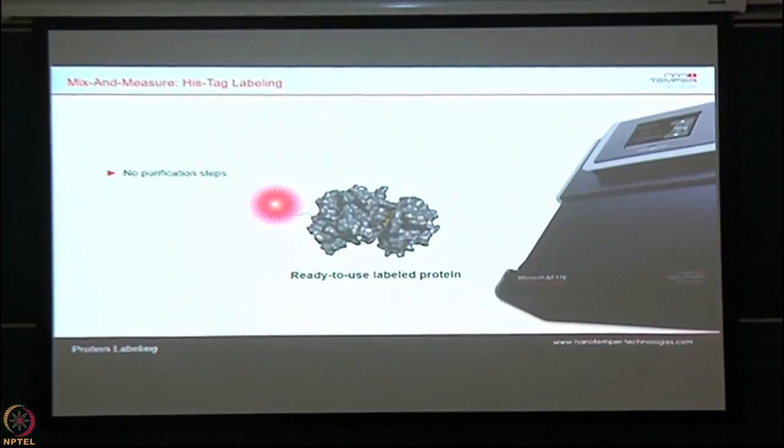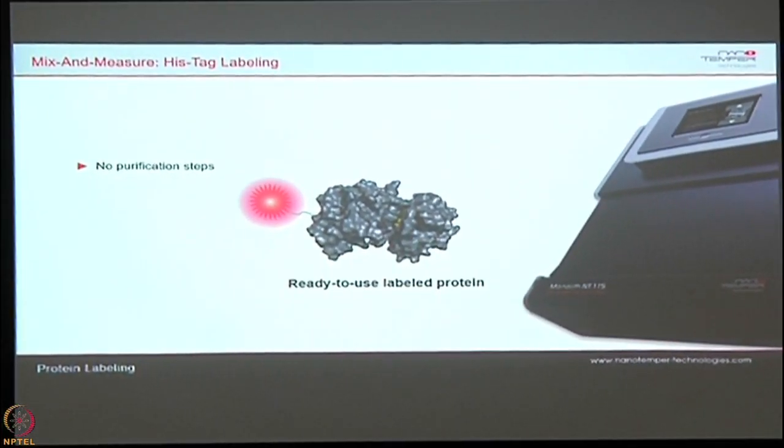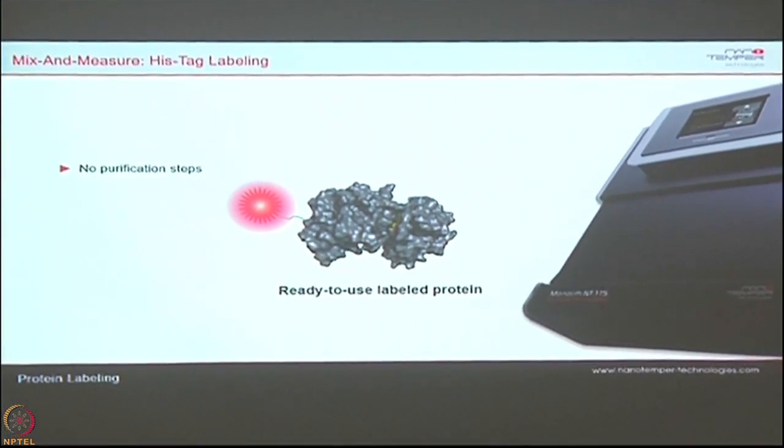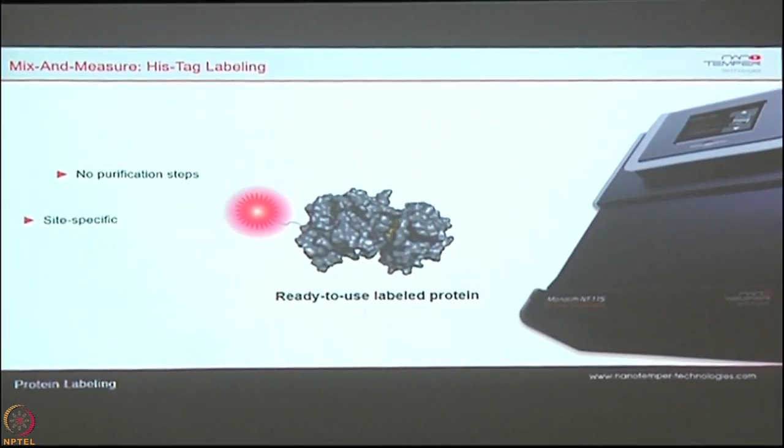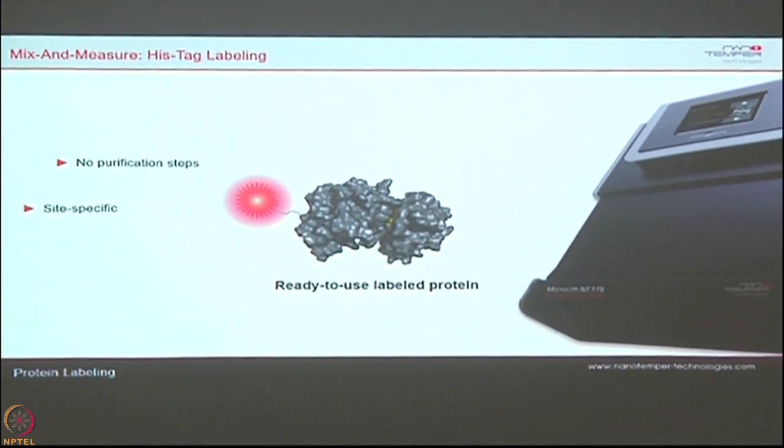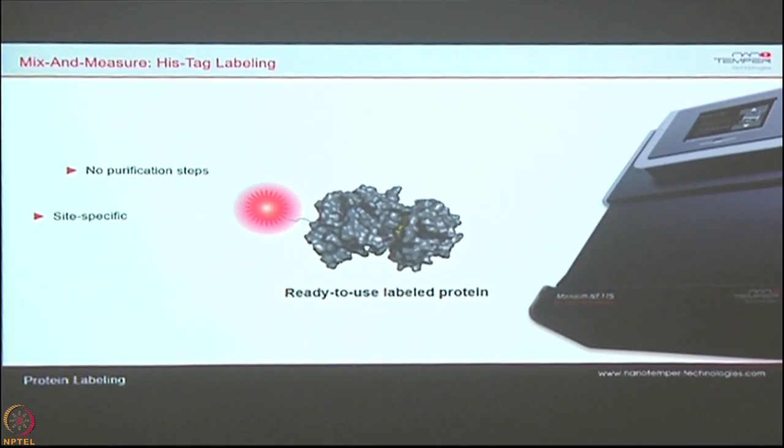As I said, we label one of the binding partners. We recently came up with a kit where you can label your histag, at the 6-histidine position. The biggest advantage is that you need not purify your protein. If your protein is in the cell lysate and is already histagged, just add the dye and do the titrations. In that way, even in cell lysates, specific interaction studies can be done successfully.